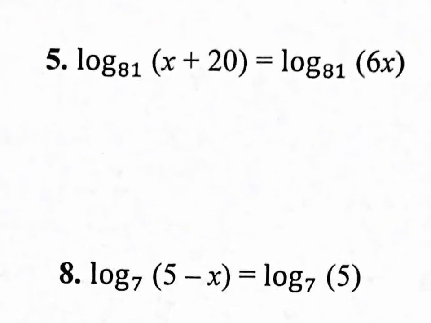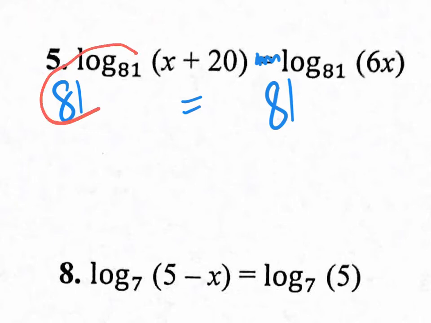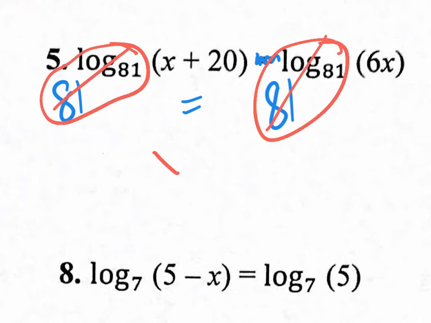What do I do to get rid of the log base 81? Raise it to be the power of base 81. Your equal sign's right here, no longer up here. So what you really have is 81 to the log base 81 of x plus 20 equals 81 to the log base 81 of 6x. We know that the 81 to the log base 81 eliminates. What do we have left? X plus 20 equals 6x.